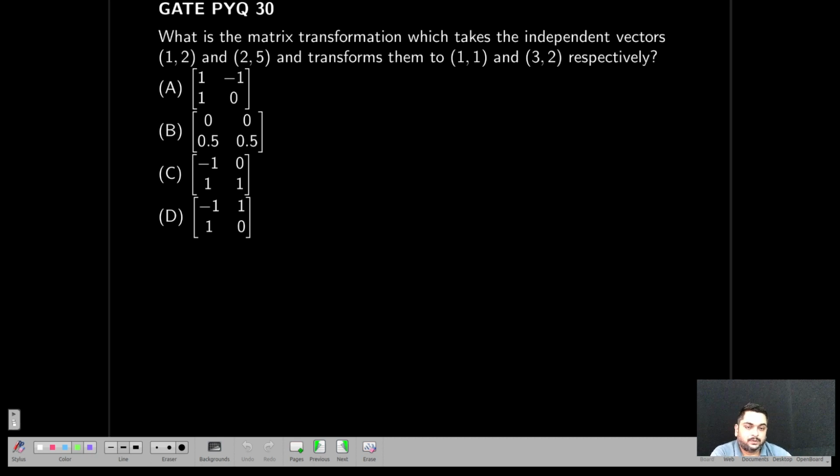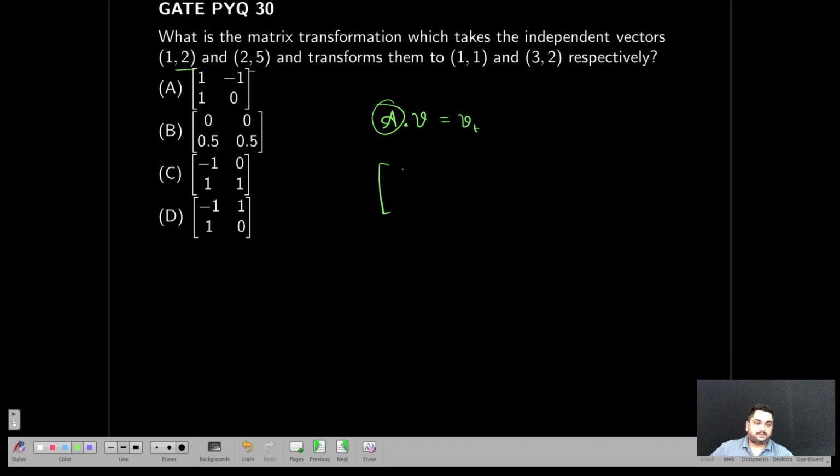Next. What is a matrix transformation which takes the independent vectors (1, 2) and (2, 5) and transforms them to (1, 1) and (3, 2) respectively? They are asking, if I apply a matrix A onto V, I will get another transformed matrix, say VT. What is this A they are asking? So simple, you form the matrix using these vectors.